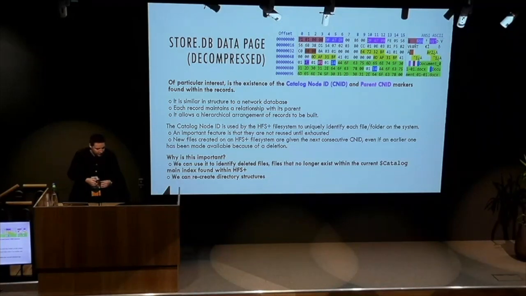Okay? So why is that important? We can use that to identify deleted files, so files that no longer exist within the catalog main index file within HFS Plus, and it allows us to recreate directory structures. So we know in this hierarchical structure, it is the mapping of the file system and the folders and directories.